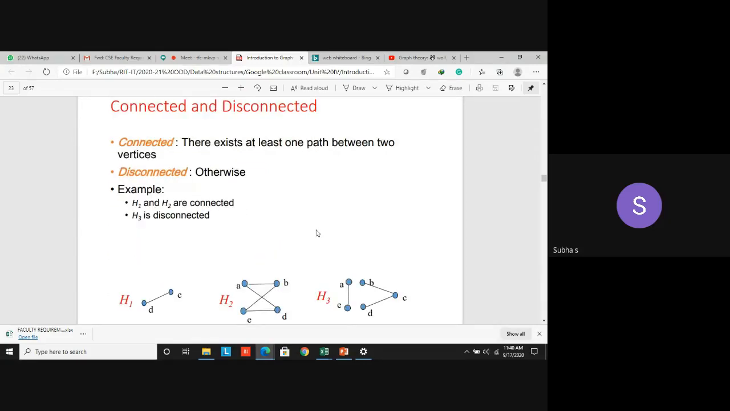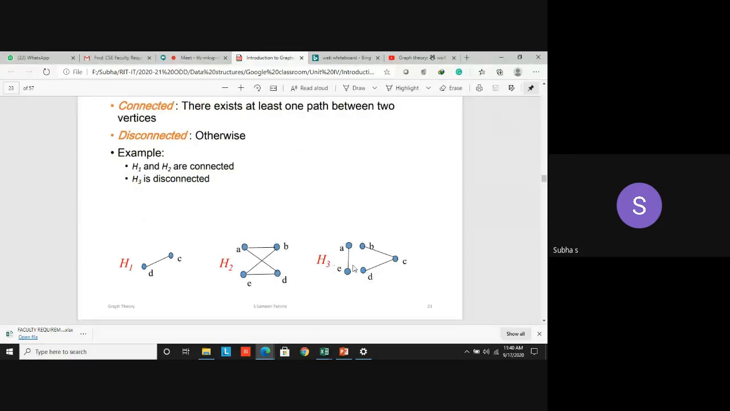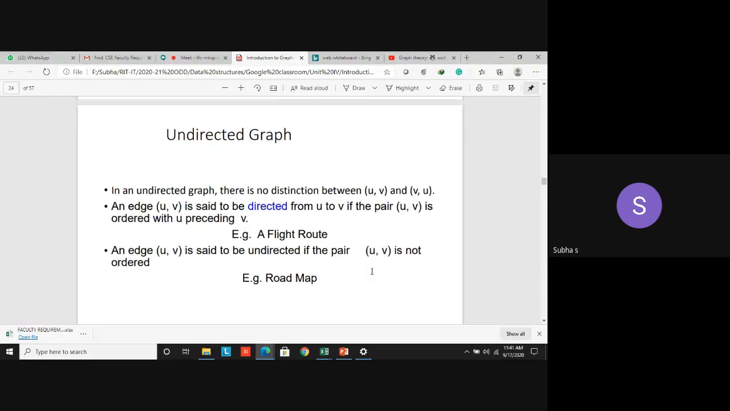Connected and disconnected graph. Connected graph means there should be at least one path between any two vertices. But you can look at this example in H3. This graph is disconnected because there is no path between A and B and between E and D. So it is called a disconnected graph.